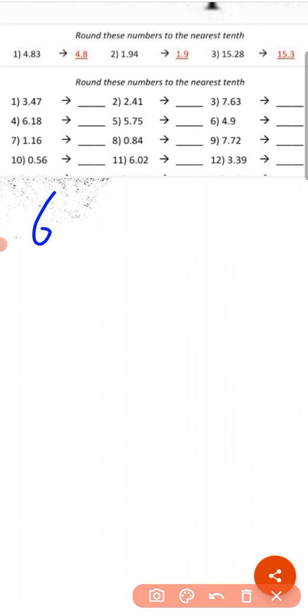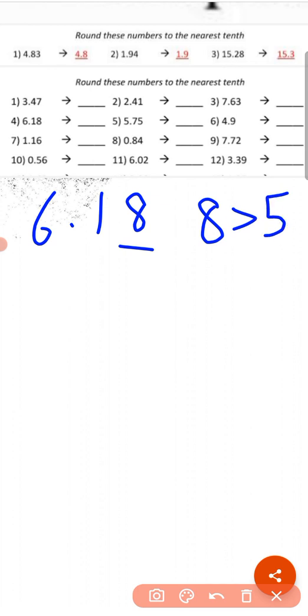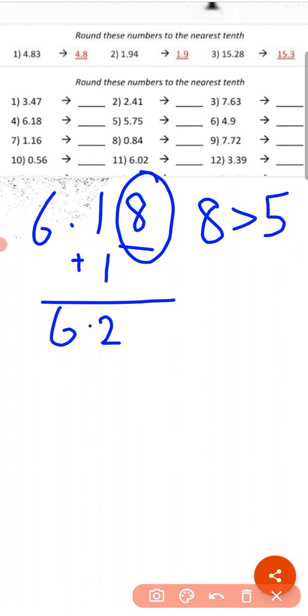Next 6.18. Digit at the 100th place is 8. 8 is more than 5. So you should add 1 to the 10th place. 1 plus 1, 2. So 6.2 is our answer. Remove this place, 100th place.